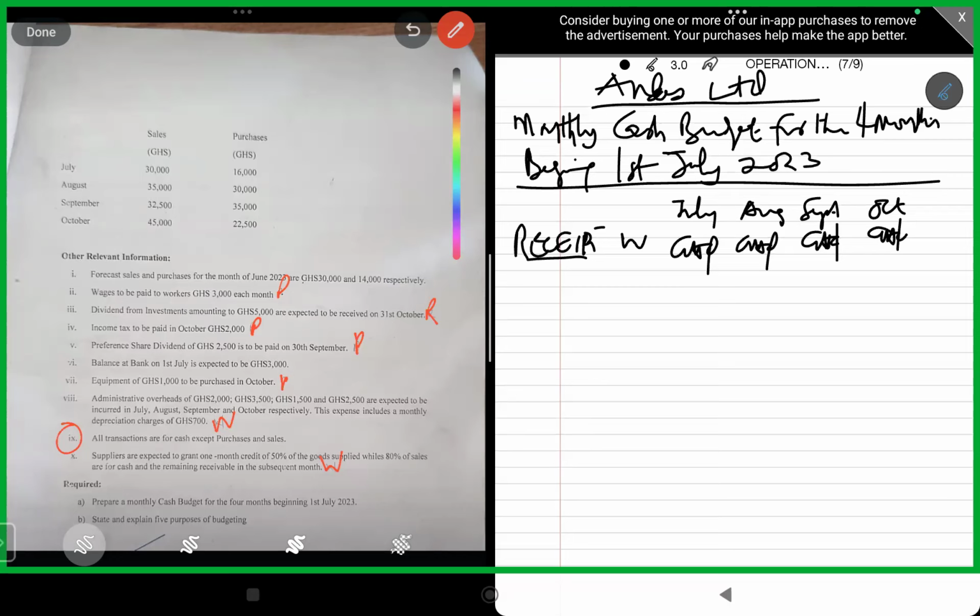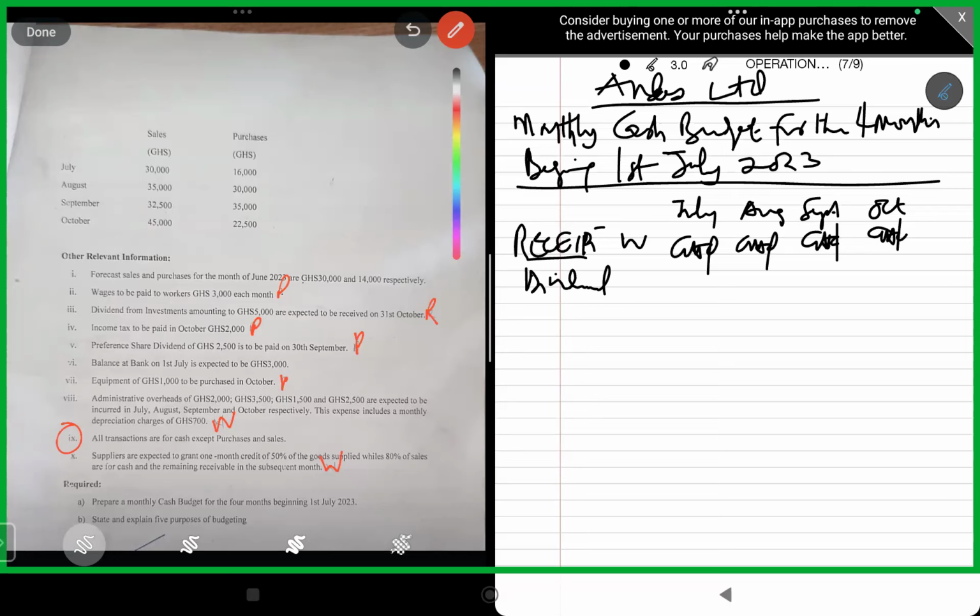Okay. So we will record. What is it for I? Dividends from investment accounting to 5,000. Dividend from investment. So we write receipts. Dividend.